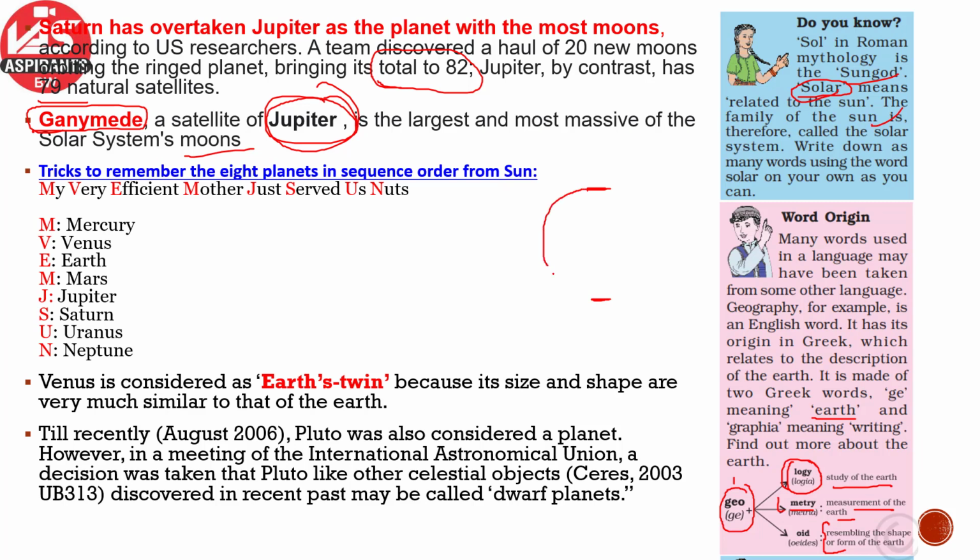It's like a sphere, but it is flattened at the poles and bulged out at the equator, and that's why we call it a geoid. The shape of the Earth is a geoid.